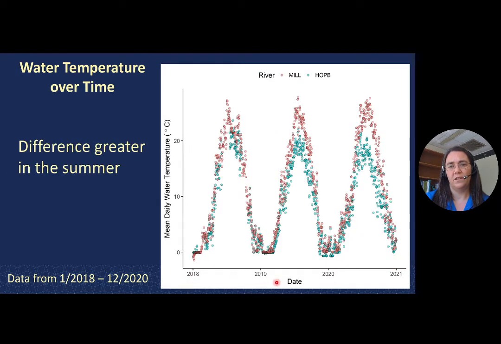We also looked at this over time. So these points, again, are daily values, the mean daily water temperature, but for each day from 2018 to 2021. And what I want you to notice is that during much of the year, there's a lot of overlapping points. They're not hugely different, but the biggest differences happen in the warmer months. So you see a bigger difference between the two rivers, with warmer water in the Mill River in the warmer months.